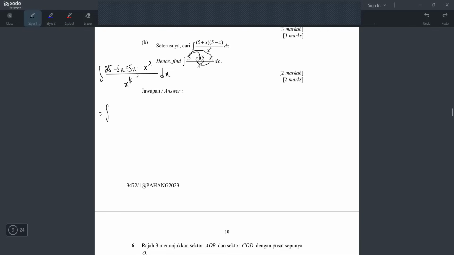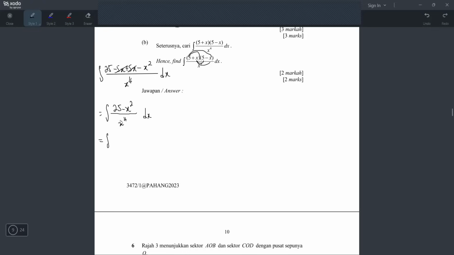It means you are trying to get this ready for integration. So now this symbol and the dx still have to write. And then the x power 4, you leave it, because I realized above I can do -5x plus 5x is 0. Now you're left with 25 minus x squared. Still cannot integrate. Why still cannot integrate?